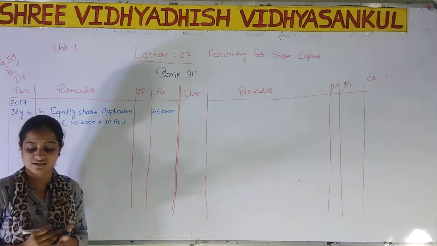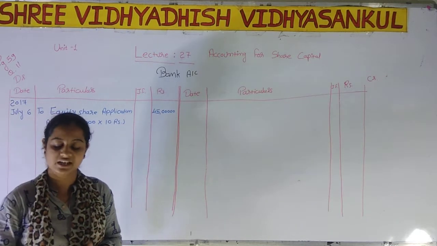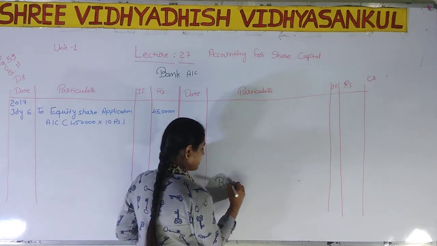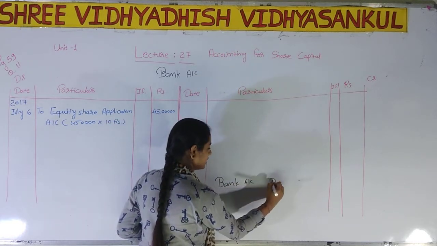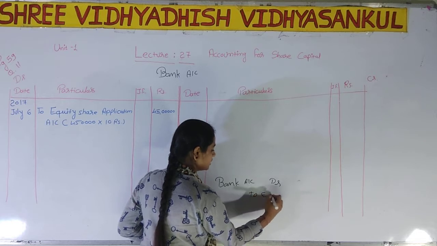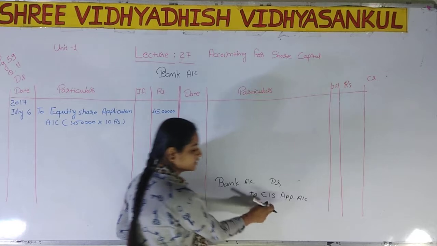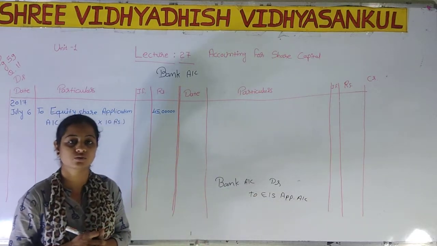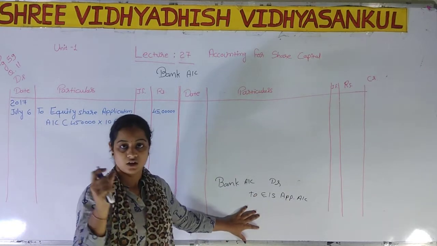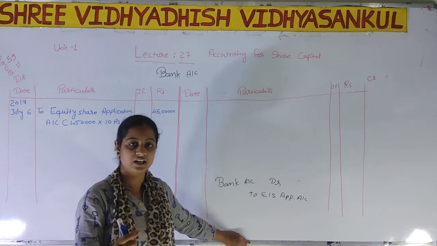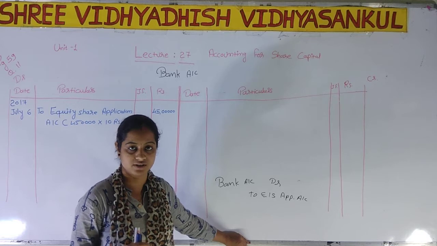See, I am repeating this transaction. The first entry which we are writing, that is bank account debit to equity share application account, right? This entry we have not written in this question because they said in the question to write only the journal entries except bank entries, right?